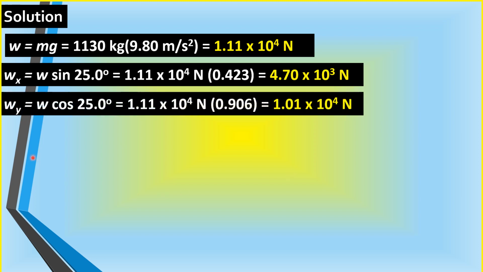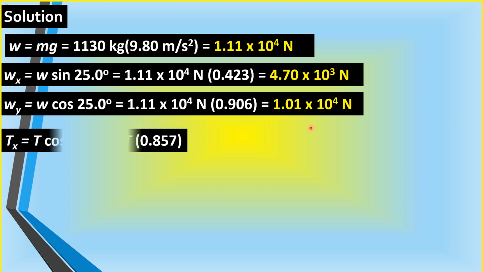Likewise, the y component of the weight Wy is equal to W multiplied by the cosine value of the 25-degree angle, meaning 1.11 times 10 to the fourth Newton multiplied by 0.906, and we get the y component of the weight equals 1.01 times 10 to the fourth Newton.